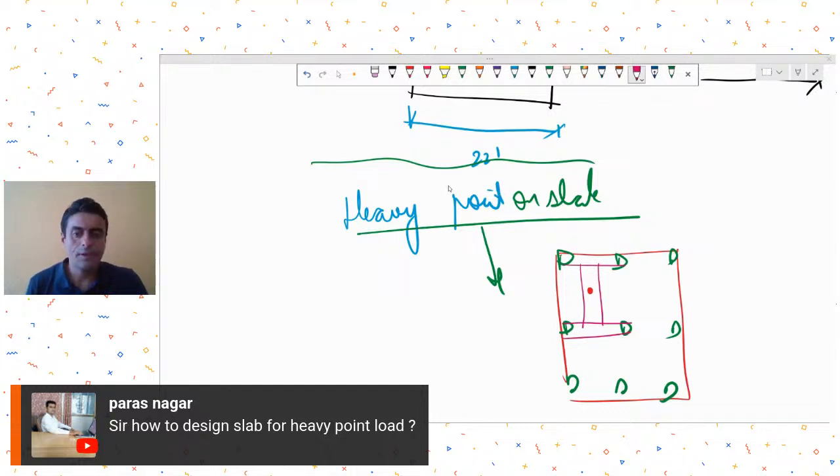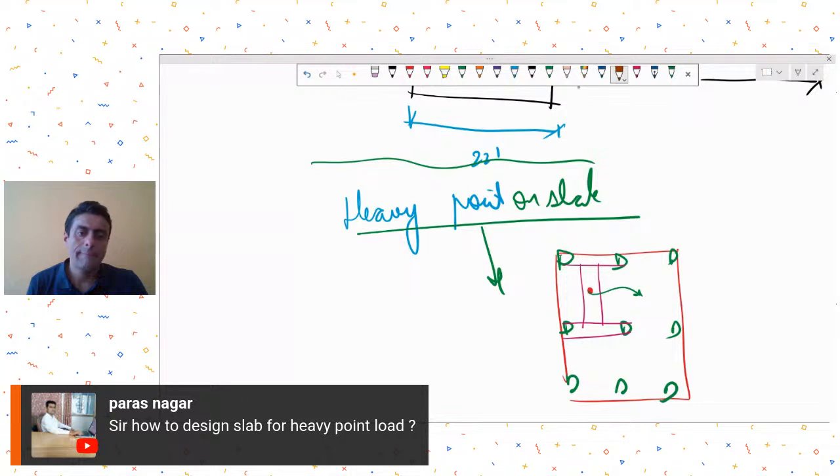Now, if you are able to provide beams, the issue of punching or the issue of two-way shear gets converted to a problem of one-way shear. So therefore have some beam framing.